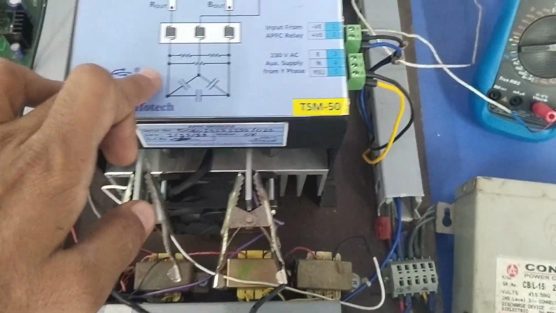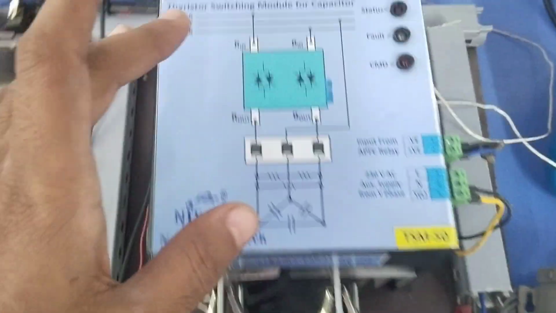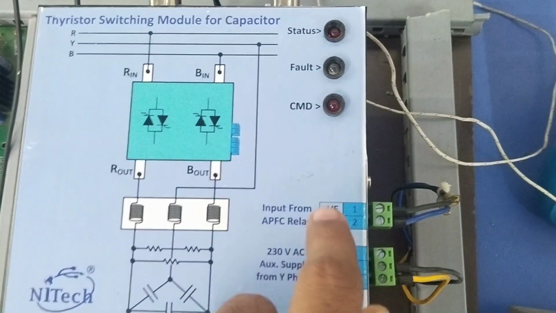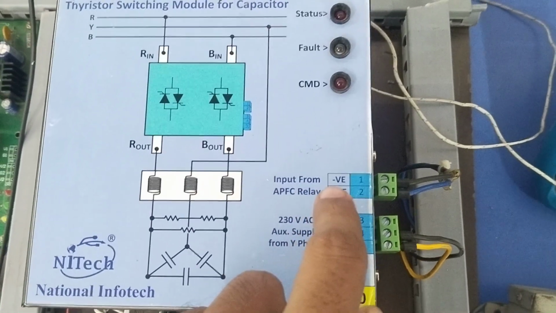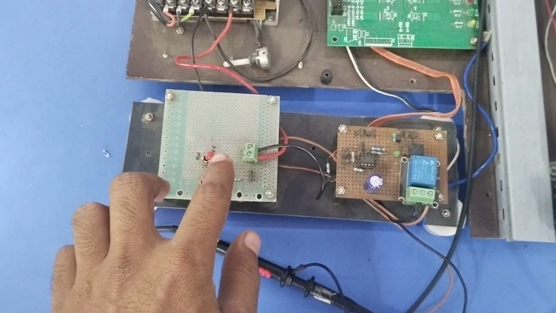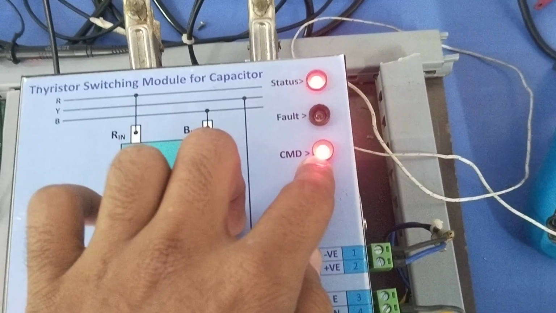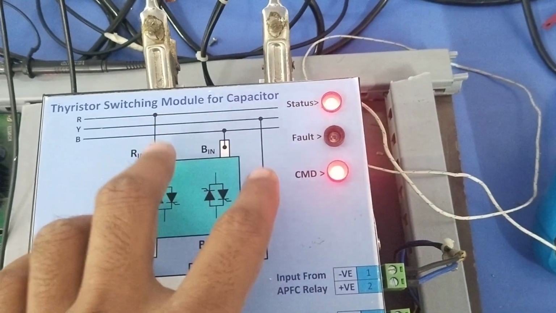One capacitor bank is arranged here. And now to turn on and turn off, we need one input from some APFC relay. So this input we have arranged using this switch. Currently this is in off condition, so here it is off. If I turn it on, we can see that the command is available and the status of the TSM is turned on. If I press again, it will be off.